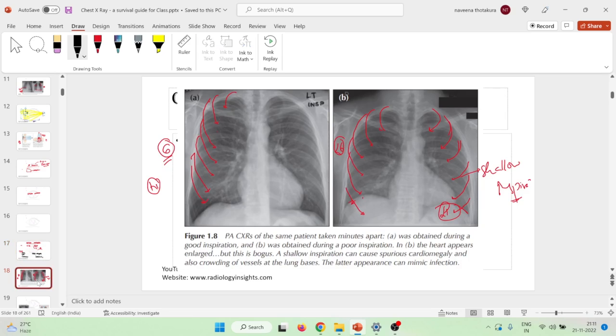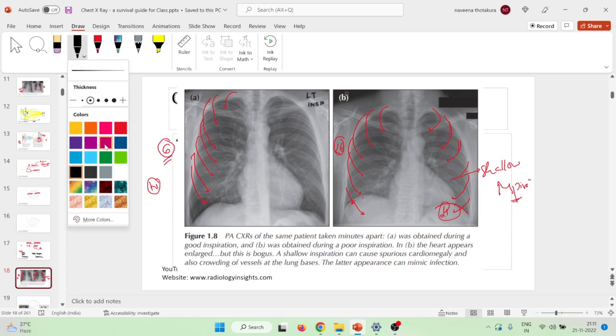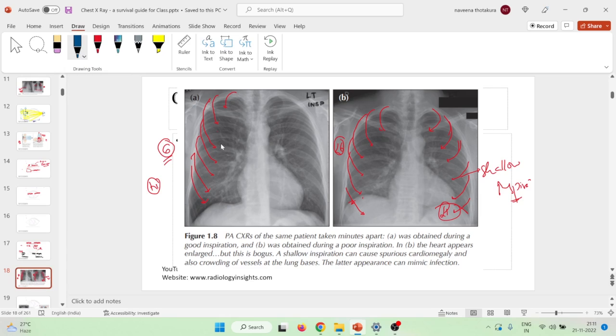Now, what is the problem of this shallow inspiration? If the patient takes a deep breath, then the intercostal spaces, that is the spaces between the two ribs, are increased. But here, the space present between the two ribs is less. So this is called crowding of ribs. Crowding of ribs will occur, number 1.